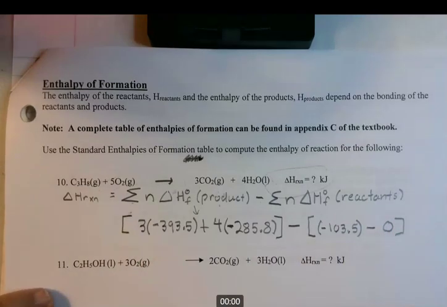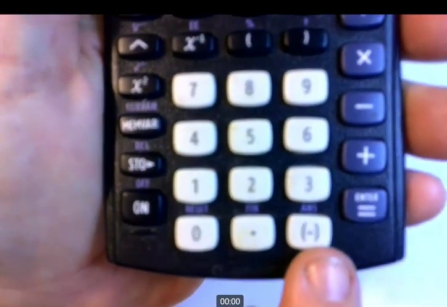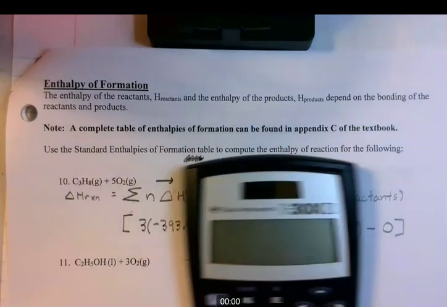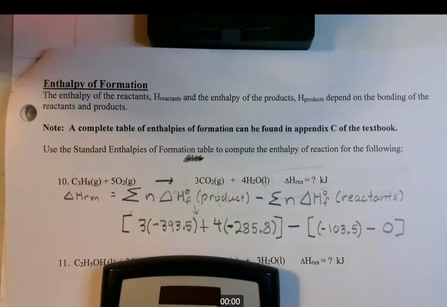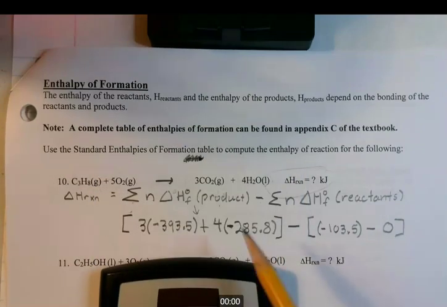So now we have a pretty long equation. You got to be careful you don't get tripped up on your negative signs. I recommend, unless you're really, really good with a calculator, and even if you are, do this in pieces, okay? So I'm going to say that 3 times negative, and remember that for a negative number you have to use this button right here, not the minus sign here. So it's minus 3 times, let's go ahead and do it on the screen, minus 3 times negative 393.5, like that.